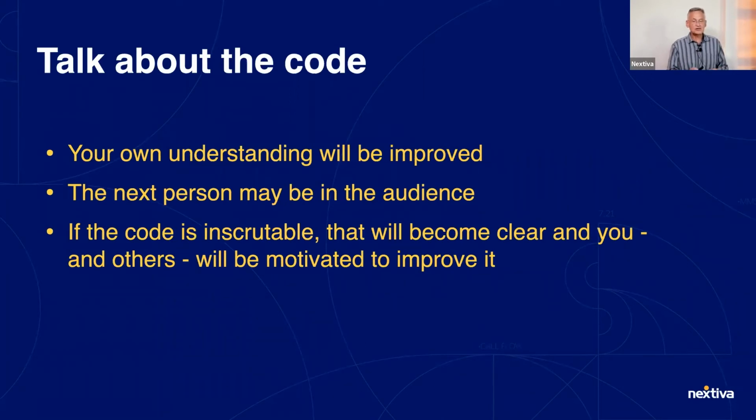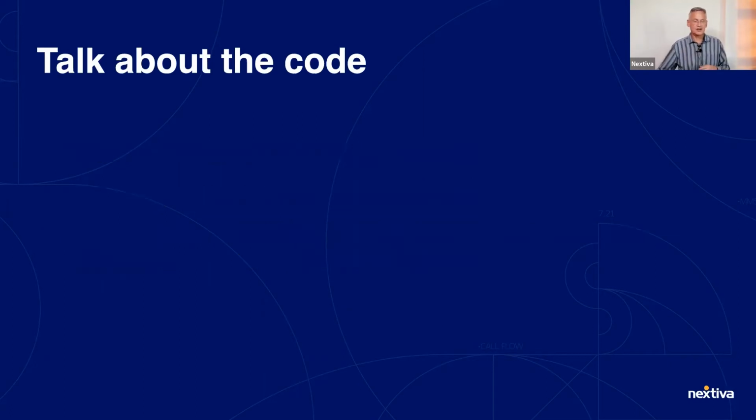And if the code is inscrutable, that will also become clear when you try to explain it. That's my acid test: I try to go do a code walkthrough mentally on some code. If it's really, really hard to explain, that means there's some work to be done, and that motivates me to go after that work, or others who are listening and who are talking to me about it. This is one of the reasons in open source that we do all this discussion of the code.